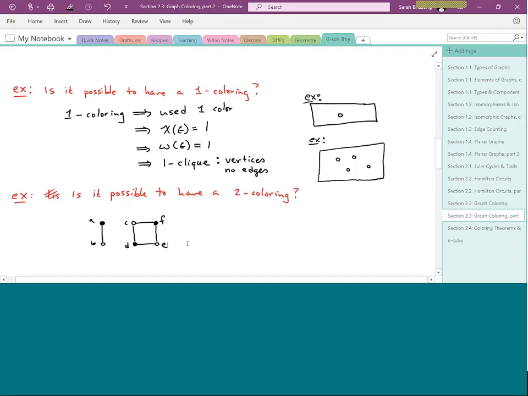All right, so this one here, what do you think? Does that look like it is a two coloring? And let me put a box around this. I'll do a dotted line since we actually have edges here. So that would be our graph.